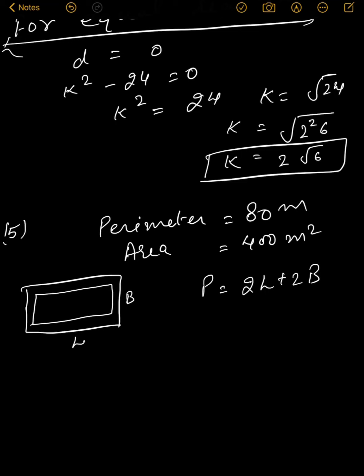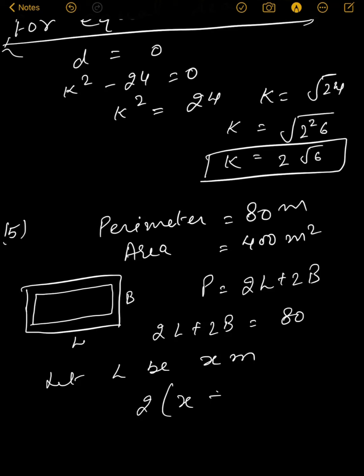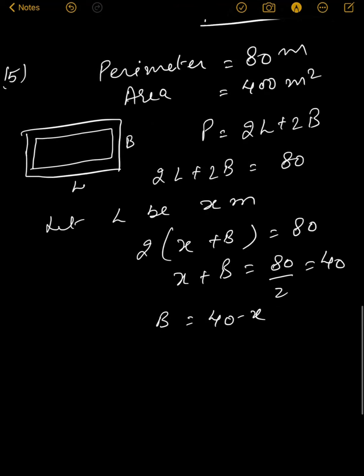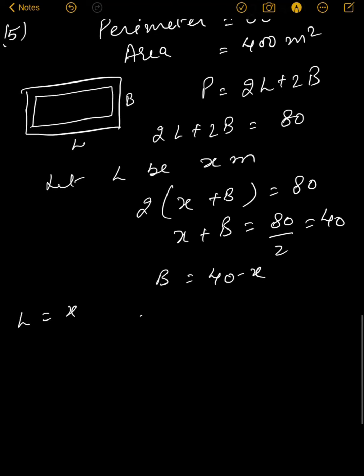So let's proceed. We have 2L plus 2B is equal to 80 meter. Let the length be x meter, then 2 times x plus breadth is equal to 80. So this comes out to be x plus breadth is equal to 80 by 2, that is 40. So breadth comes out to be 40 minus x. Is it clear? So length is x and breadth is 40 minus x.